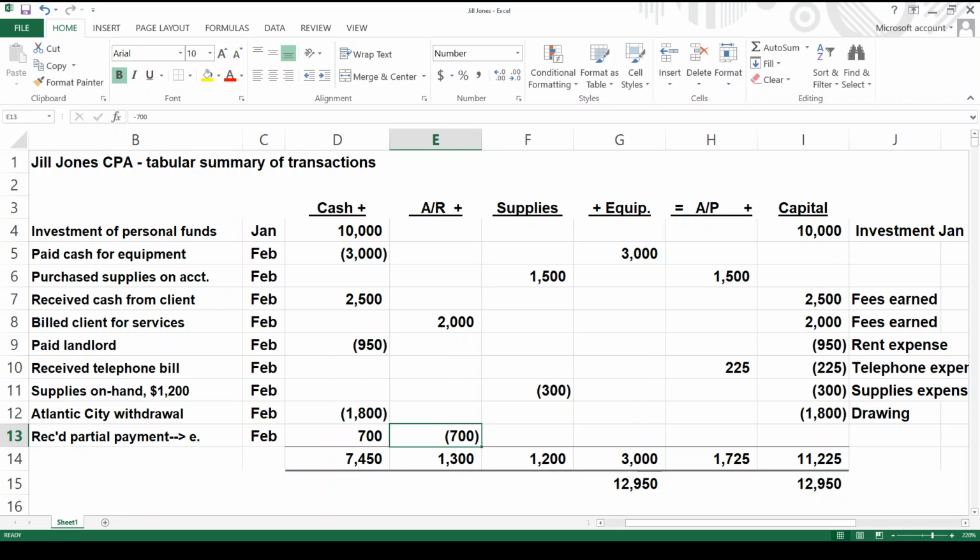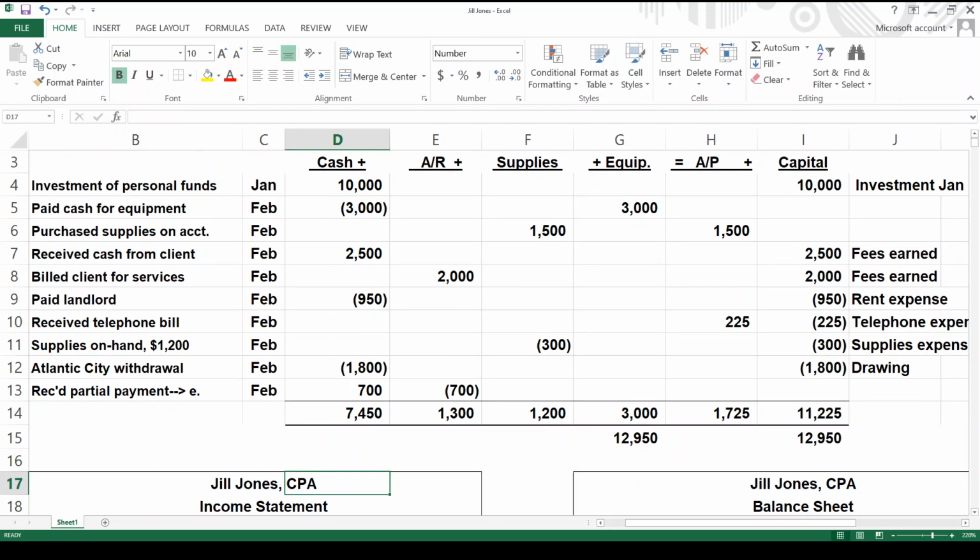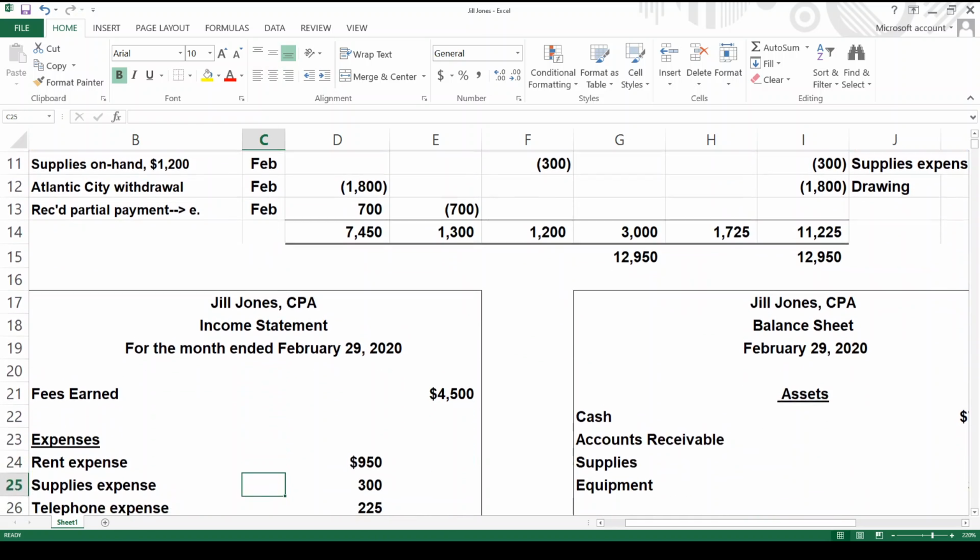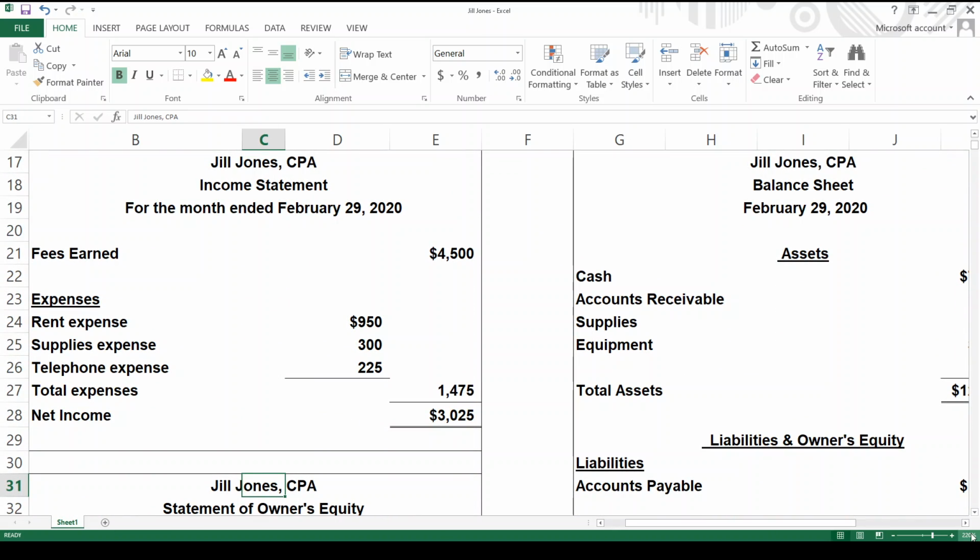Okay, what can we do with this now? Well, do what they do in the textbook and in the problems. What we can do now is we can create financial statements. So let's take a look at the financial statements that relate to this problem. First one, income statement. So every financial statement is going to begin with the name of the business concern.